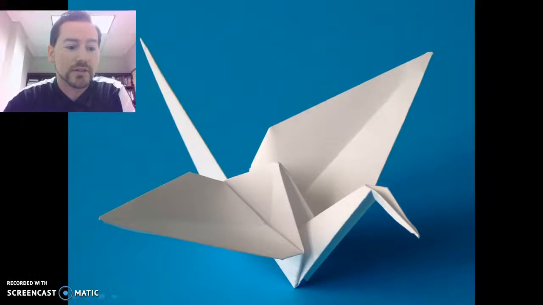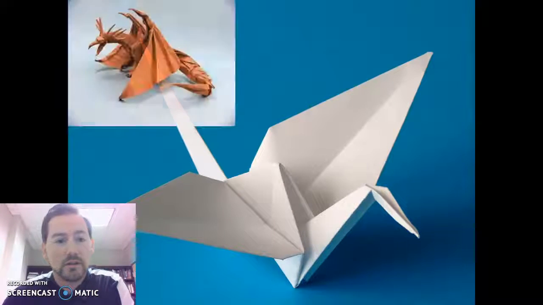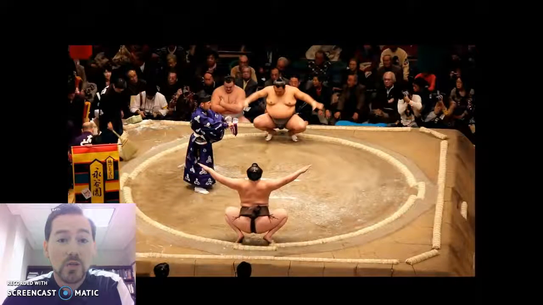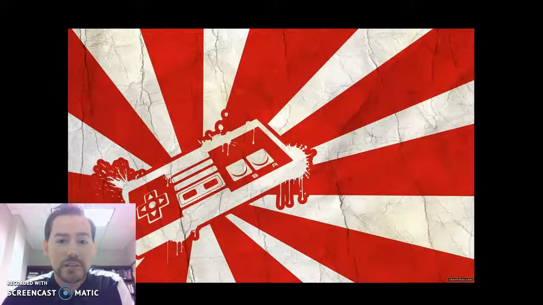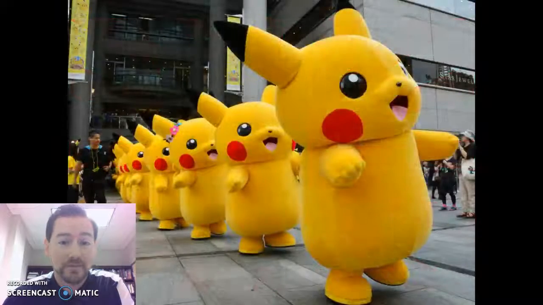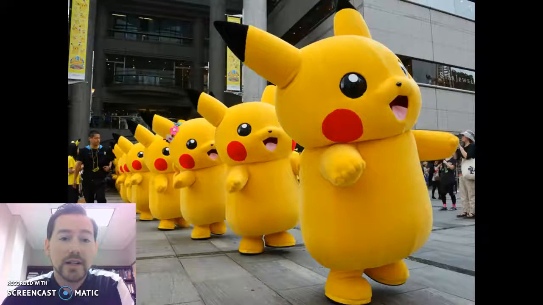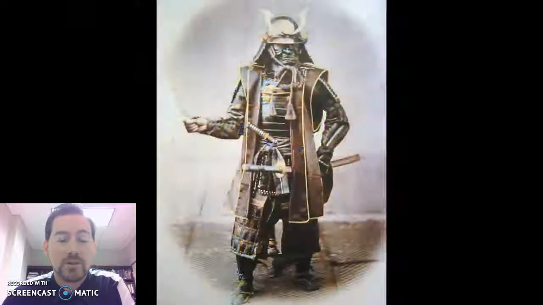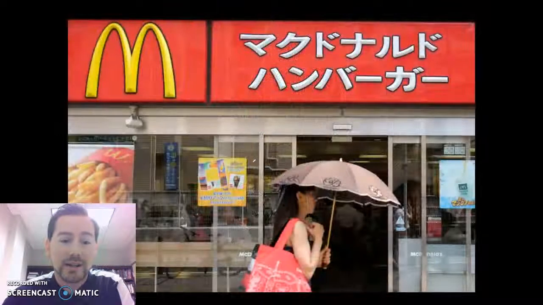And here is a couple of examples of Japanese origami. Here's sumo wrestling. Video games, whether it be Nintendo or Sony, you might think about Pokemon, Pikachu, samurai are always very popular, and something you might not think of would be an American company like McDonald's.